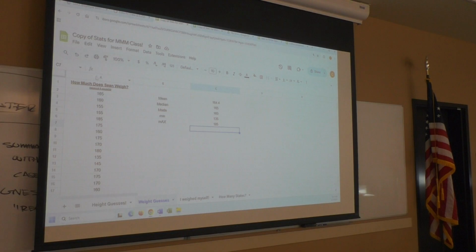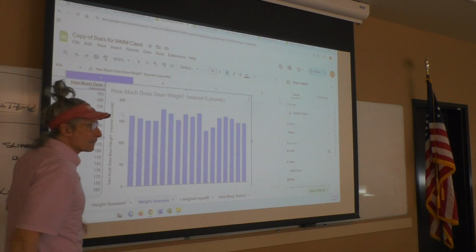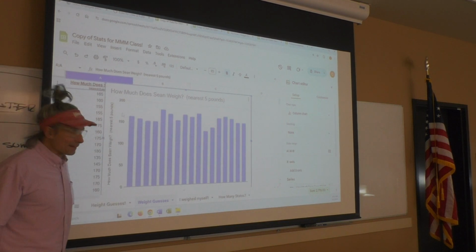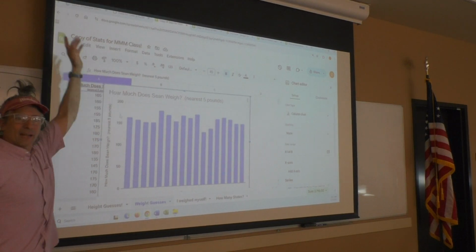But anyway, it's much harder to guesstimate my weight than my height. Let's make a histogram. I want to see what your weight guesses look like. Has anybody already done it yet? Insert chart. See, it picks the wrong kind of chart. This chart is BS. This is worse than BMI. Can anybody tell what this chart is? What you're looking at right now?